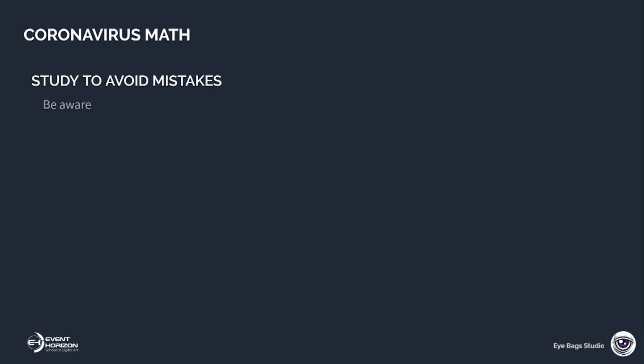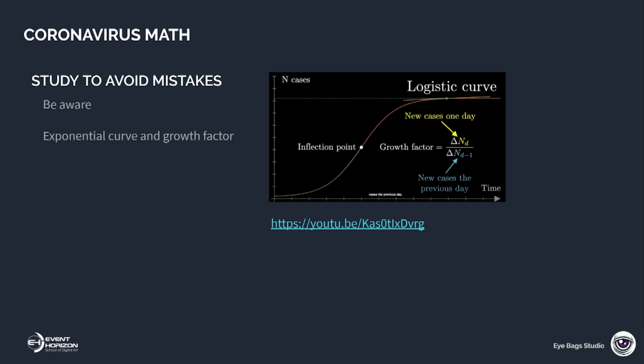We found a very well-made video that explains what the formulas that represent the diffusion of the coronavirus are, and what the variables that regulate the system are. I leave the link of the video in the lower part of the slide if you are interested in learning more about this topic. The most important information was that the virus uses an exponential curve during the diffusion, and there is a growth factor that is like a multiplier that establishes the new contagions compared to the ones of yesterday.